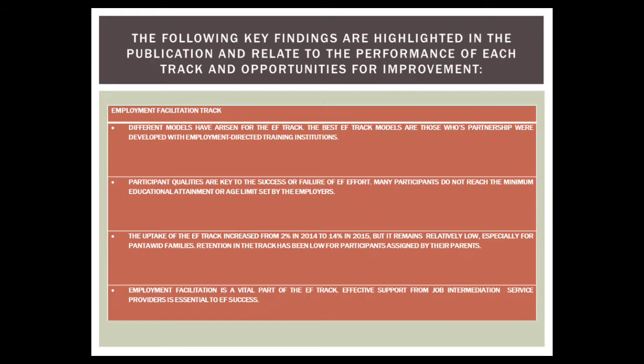Different models have arisen for the EF track. The best EF track models are those whose partnerships were developed with employment-directed training institutions. Participants' qualities are key to the success or failure of EF efforts. Many participants did not reach the maximum educational attainment or age limit set by the employers. The uptake of the EF track increased from 2% in 2014 to 14% in 2015, but it remains relatively low, especially for the Pantawid families.